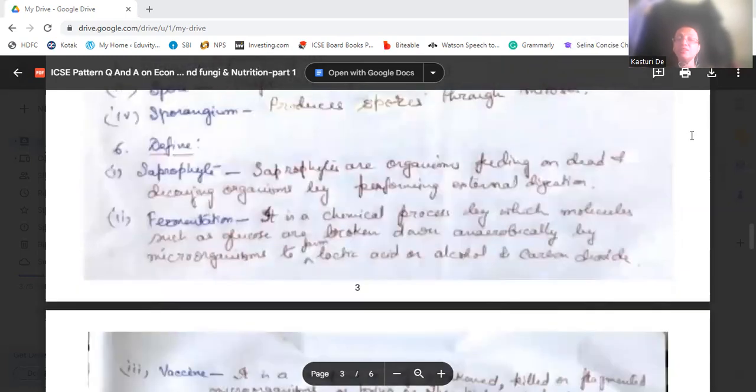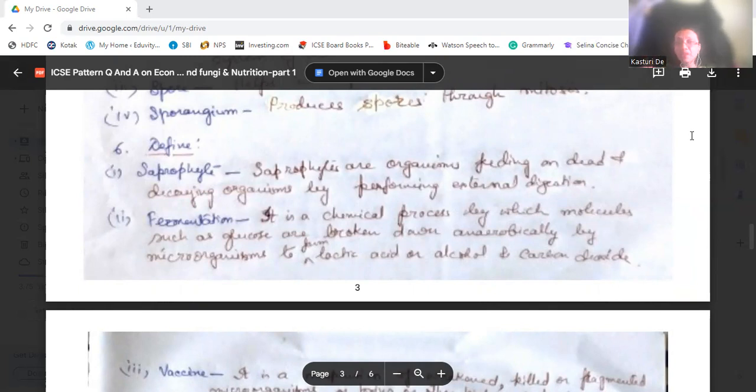Then fermentation: it is a chemical process by which molecules such as glucose are broken down anaerobically by microorganisms to form lactic acid or alcohol and carbon dioxide.